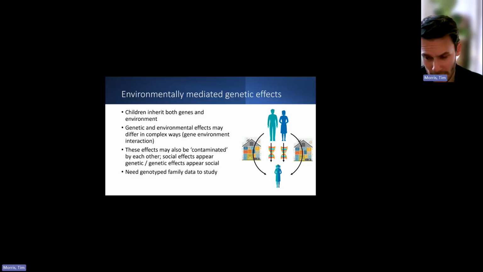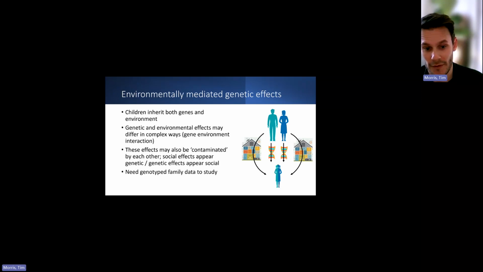And so the example I'm going to talk about is environmentally mediated genetic effects. We can consider that children, or we all, inherit both our genes and our environments from our parents, but these genetic and environmental effects on traits and phenotypes of interest aren't necessarily unique, separate, and purely additive. They can differ in quite complex ways. So there might be gene-environment interaction, as David mentioned. There could be moderation of social environment. There could also be this kind of contamination, if you like, of genetic and social effects.